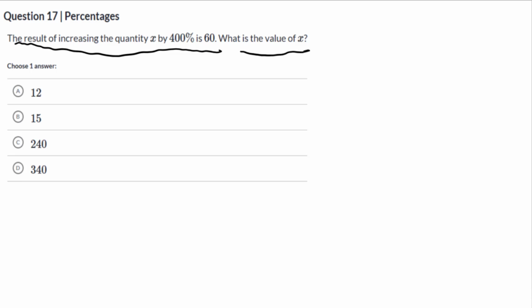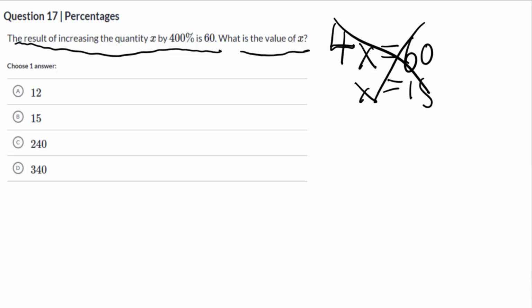So the easy mistake here is to just say 400%, that's just 4 times x. 4 times x, which is equal to 60. We get x is equal to 15, but this is actually incorrect. We have to think. Let's break this down.